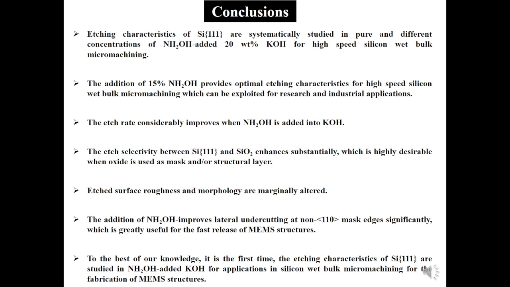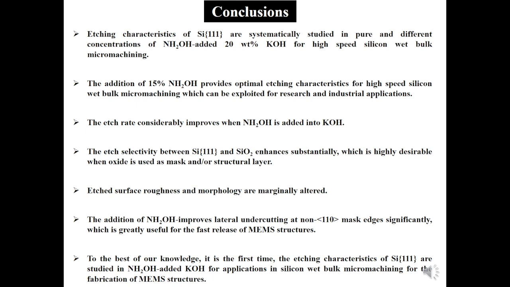Conclusion of my talk: the etching characteristics of silicon 111 are systematically studied in pure and different concentrations of NH2OH added 28% KOH for high-speed silicon wet bulk micromachining. The addition of 15% NH2OH provides optimal etching characteristics for high-speed silicon wet bulk micromachining, which can be exploited for research and industrial applications. The etch rate considerably improves when NH2OH is added into KOH.